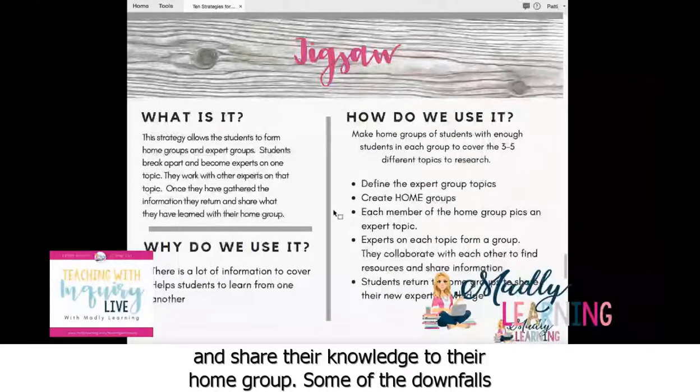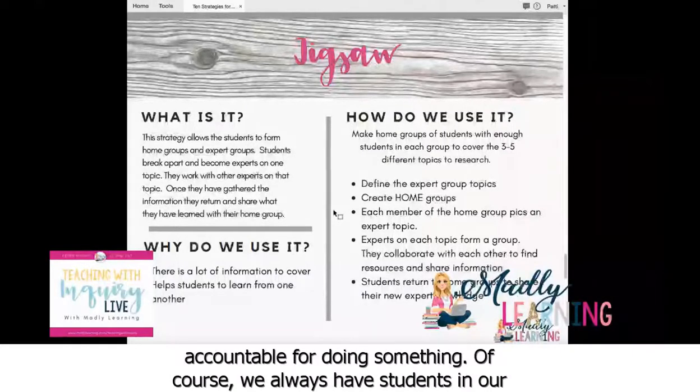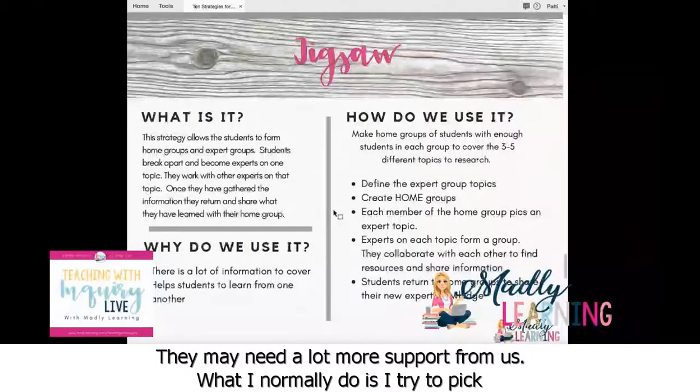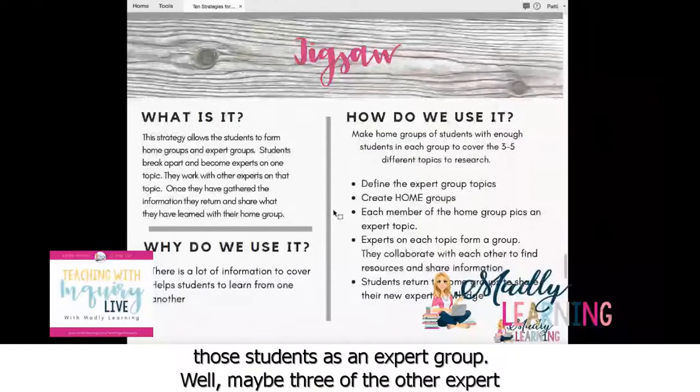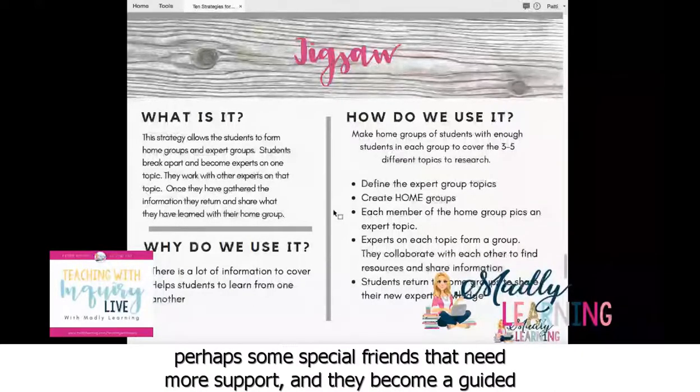Now, some of the downfalls that I have found with a jigsaw is it does require every student to be accountable for doing something. And of course, we always have students in our classroom that don't necessarily or can't necessarily be that accountable. They may need a lot more support from us. So what I normally do is I try to pick those students as an expert group. And while maybe 3 of the other expert groups are working, I will pull that 4th expert group that are full of perhaps some special friends that need more support.